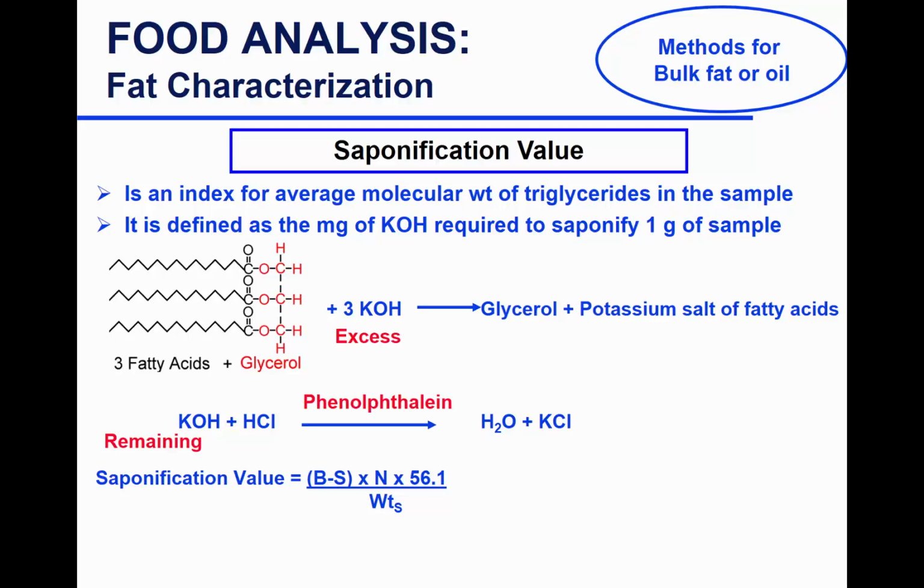So oil A has higher saponification value. That means oil A required more KOH, because saponification value is milligrams of KOH required to saponify 1 gram. So oil A required more KOH. That means it has more number of moles than oil B. This means oil B is a bigger molecule. If it's a bigger molecule, it has higher molecular weight, that means number of moles will be lower.